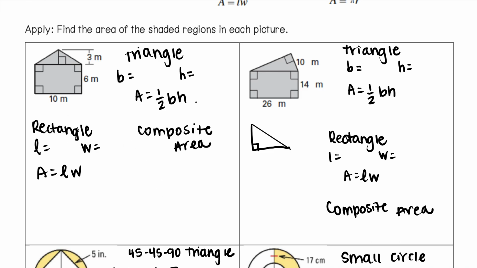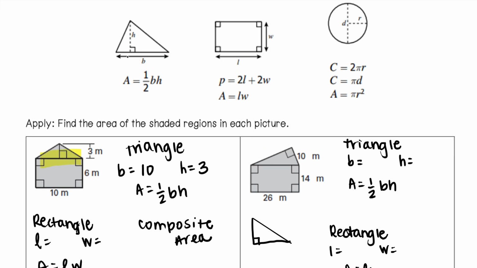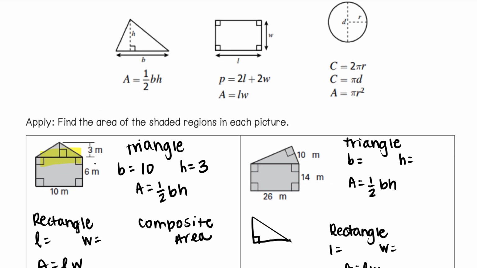So if you want to try these two, feel free to pause the video and press play when you're ready to check. The base of my triangle here would be this length right here. It's the bottom of my triangle. And so we can see that that is going to be across from the side 10 in this rectangle. So therefore my base is 10. And then we can see that the height is 3. And the height in a triangle has to be perpendicular to the base. And we can see that was given as perpendicular.